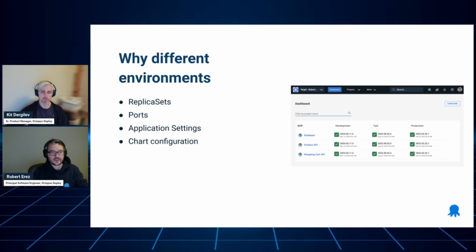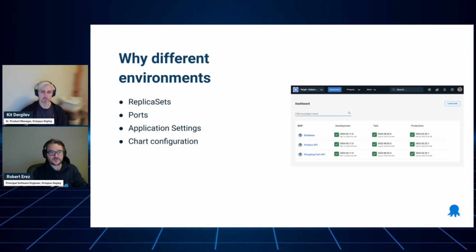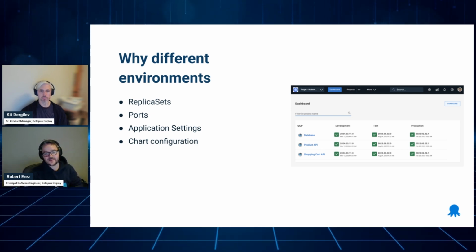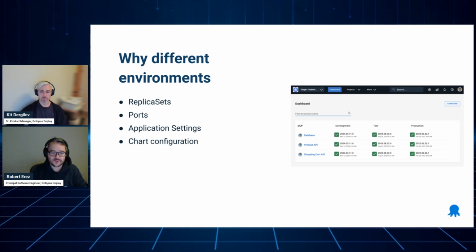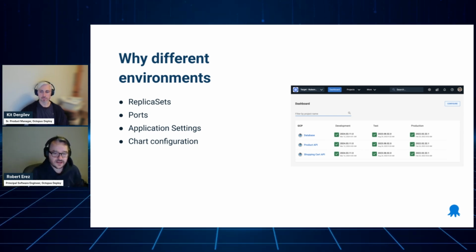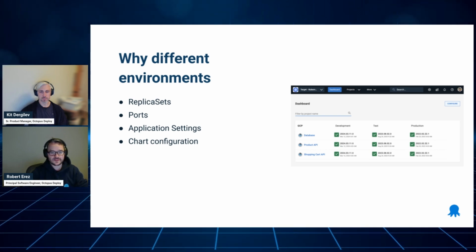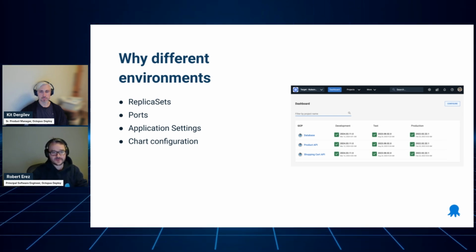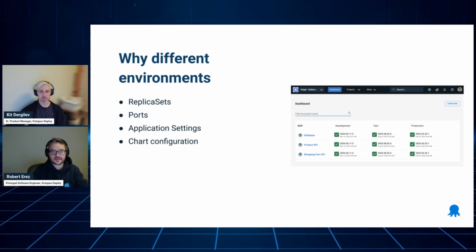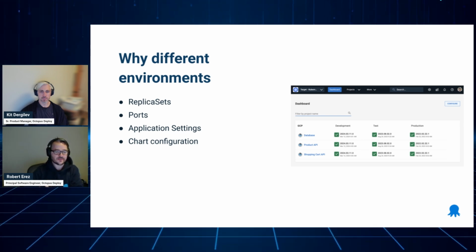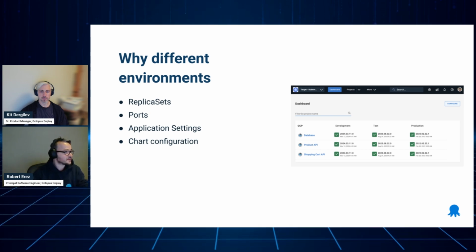In our case, though, we want to leverage the control of variables to control both infrastructure concerns, so the replica sets. We're going to want to have 2 replicas in dev, let's say, and a half dozen in production. And we want that to differ between environments. We're also going to differ the ports that are used that are exposed by the service. And then we also want to configure the application settings. So this is things like the title bar that we'll see in the application and a bunch of text.